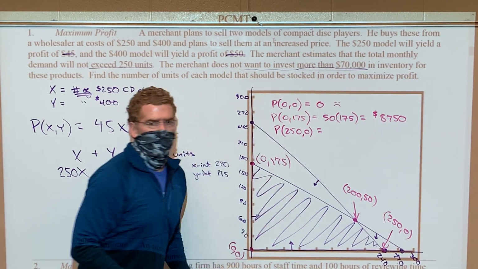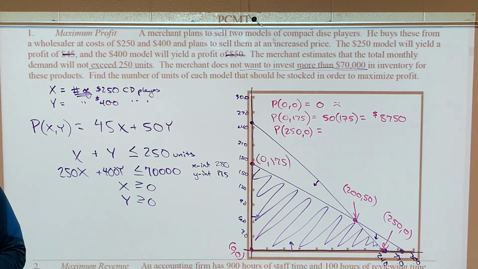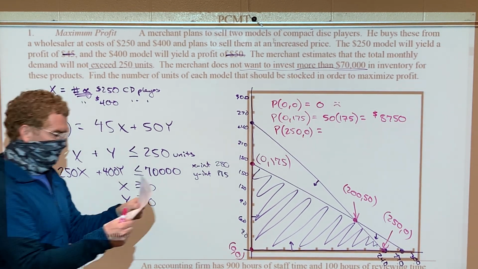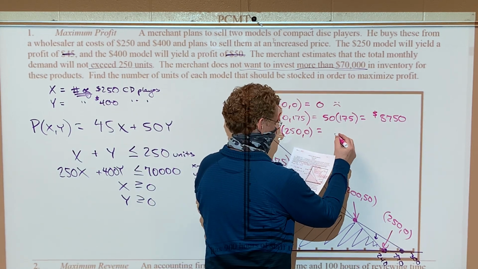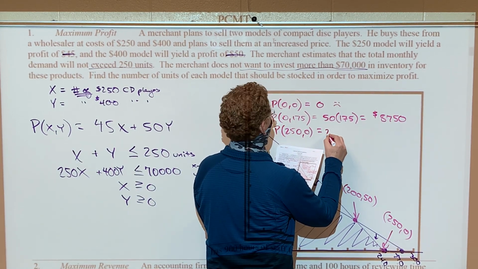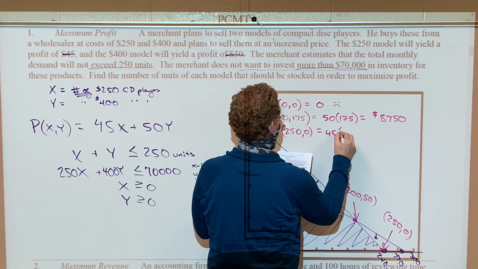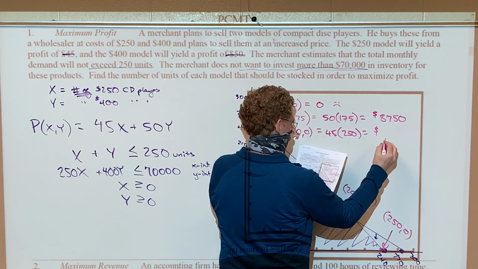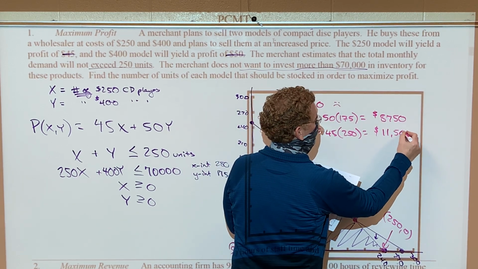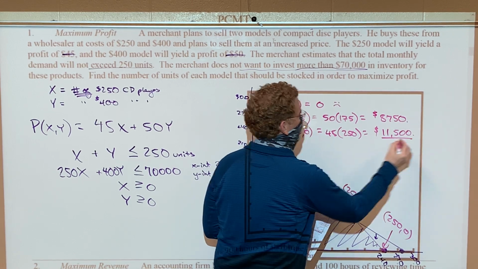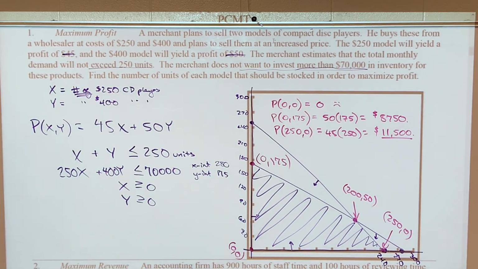So this is just selling, maybe I'm in a lower income part of town, or I'm in a place where people don't appreciate the quality you get from that more expensive model. Maybe I just go with all cheap model. How much does that make me? Ooh, check it out. 45 times 250, 11.5. So at this point, this is way better than the other one. So maybe I want to specialize in just the cheap, but more than likely, it's some combination of the two, right?